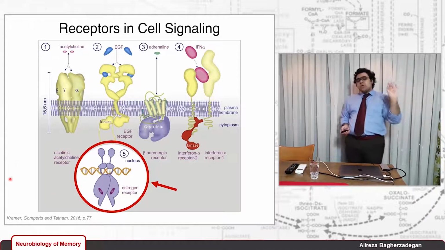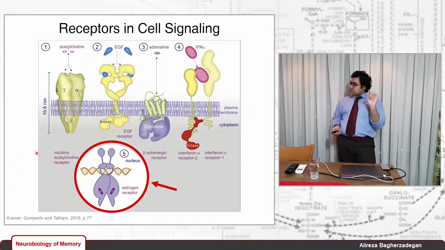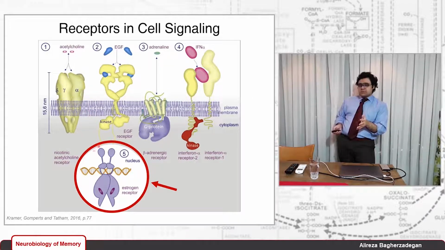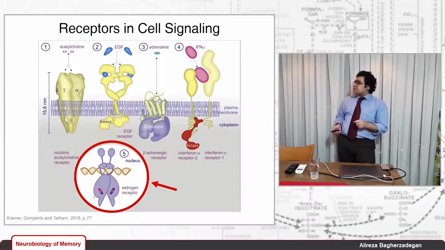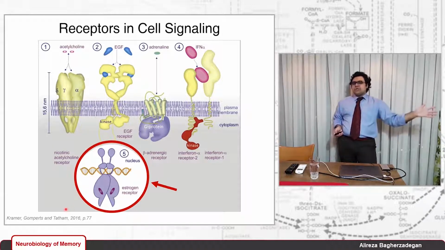But there are some small hydrophobic signal molecules which, because they are small and hydrophobic, can pass through the lipid bilayer of the membrane, and then they are carried to their receptors by some specific proteins, and they are received in the nucleus. Basically, there are those signal molecules which activate the transcription of a gene. So they need to be received and processed in the nucleus of the cell.